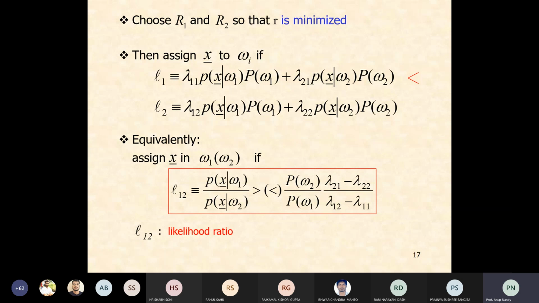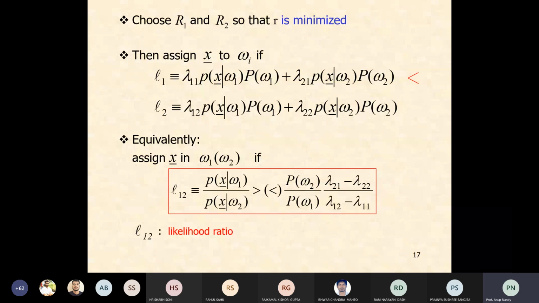Now it is so natural to assume that λij, with i not equal to j, is obviously greater than λii. It is so natural to assume that λij means the term where the error has occurred. It is greater than λii because the correct decisions are penalized much less than the wrong ones.